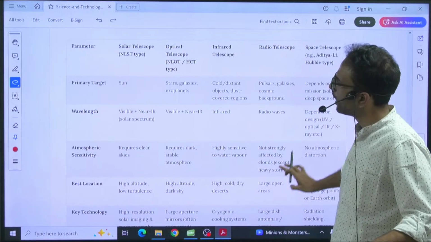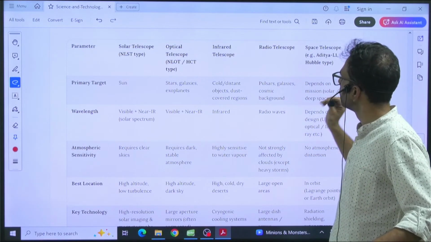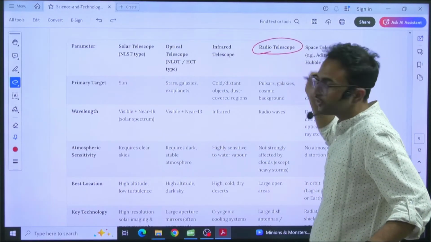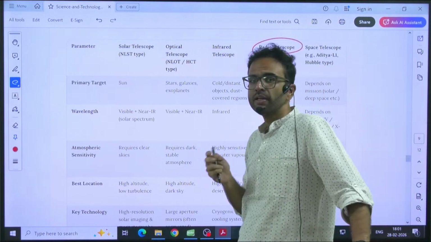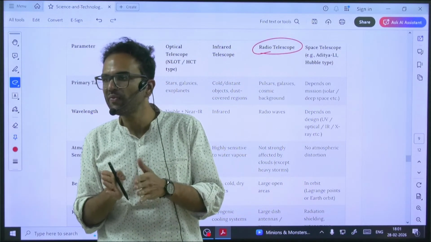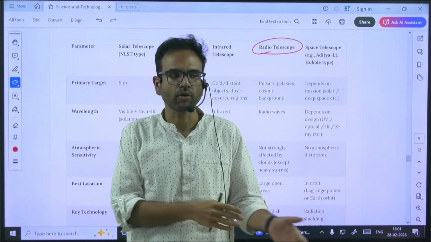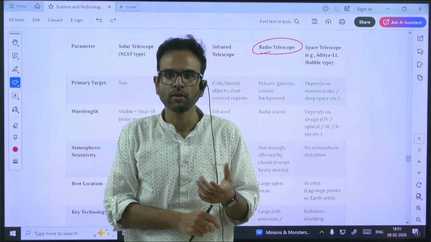So here I'm giving you a comparison of the various telescopes. When do you want to use a radio telescope? Okay. In order to be able to answer this, you need to know where radio waves are on the electromagnetic spectrum. Less or more than visible light? Much lesser.